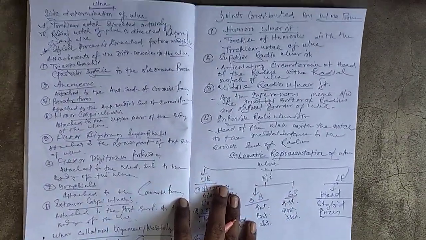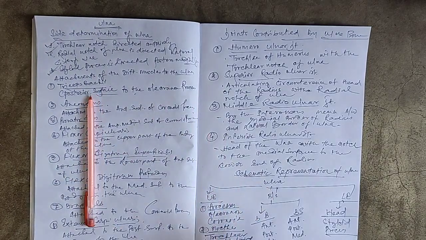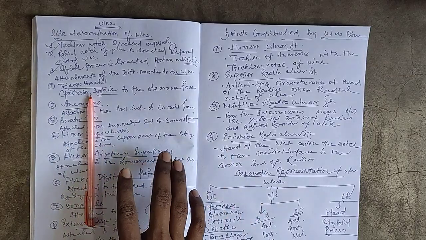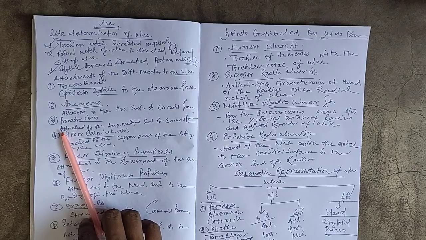Now, a quick summary. First, we discussed the side determination of the ulna, how to determine a side, and which bones are required to be determined by us from the perspective of an anatomist. For side determination, we must mention at least any 3 points. The trochlear notch is directed anteriorly, the radial notch of the ulna is directed to the lateral side, and the styloid process is directed posteromedially.